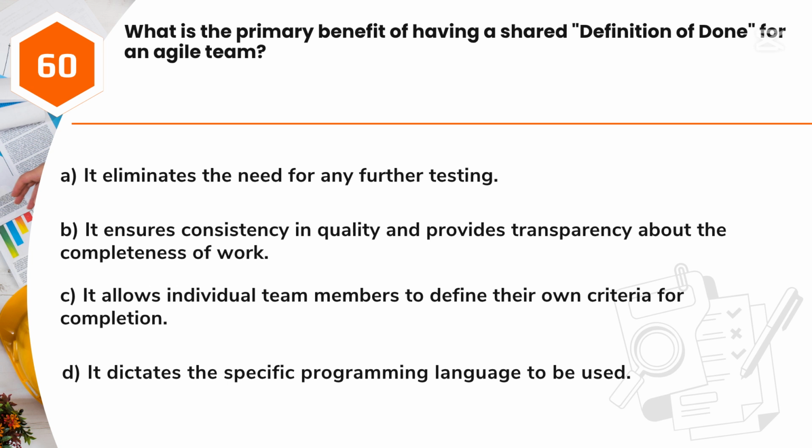Question 60. What is the primary benefit of having a shared definition of done for an Agile team? A. It eliminates the need for any further testing. B. It ensures consistency in quality and provides transparency about the completeness of work. C. It allows individual team members to define their own criteria for completion. D. It dictates the specific programming language to be used.